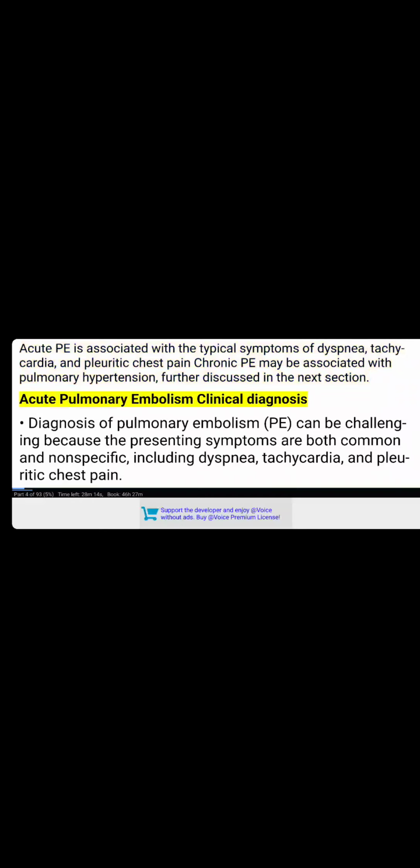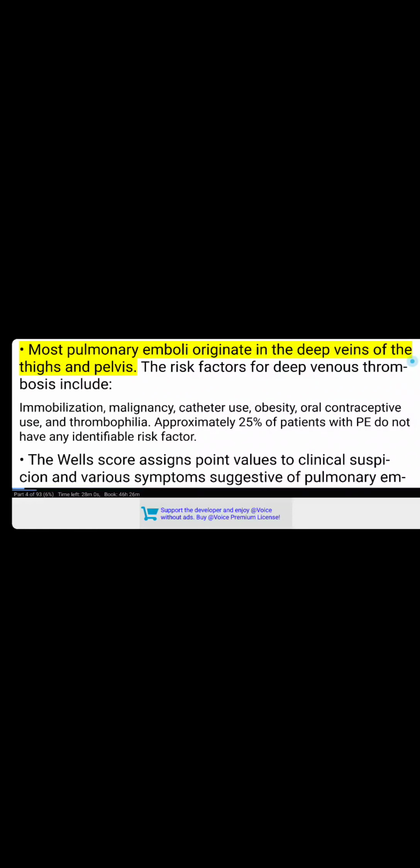Acute pulmonary embolism clinical diagnosis. Diagnosis of pulmonary embolism, PE, can be challenging because the presenting symptoms are both common and nonspecific, including dyspnea, tachycardia, and pleuritic chest pain. Most pulmonary emboli originate in the deep veins of the thighs and pelvis. The risk factors for deep venous thrombosis include immobilization, malignancy, catheter use, obesity, oral contraceptive use, and thrombophilia. Approximately 25% of patients with PE do not have any identifiable risk factor.